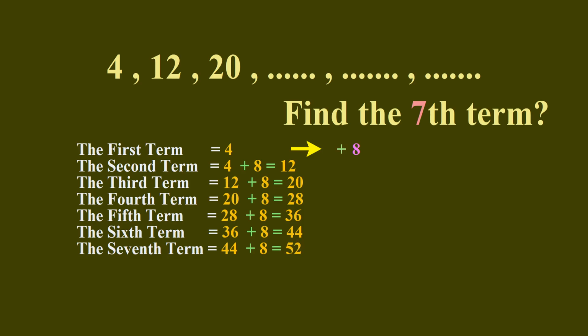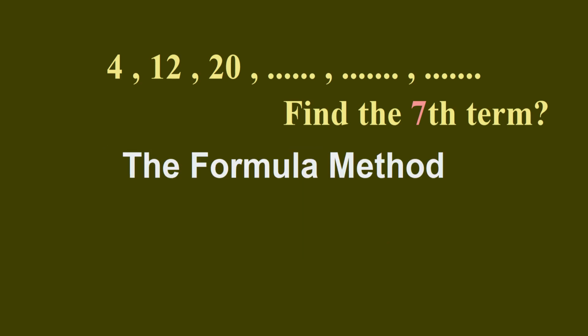And in our problem, the required term is the seventh term, which equals 52. And this was the manual method solution for this problem. Now, it's time to solve the problem by using the formula method.